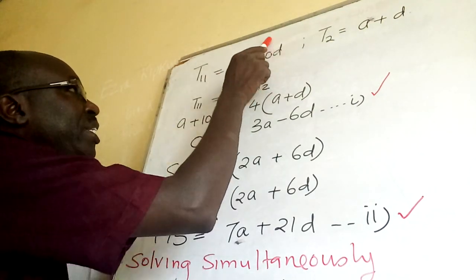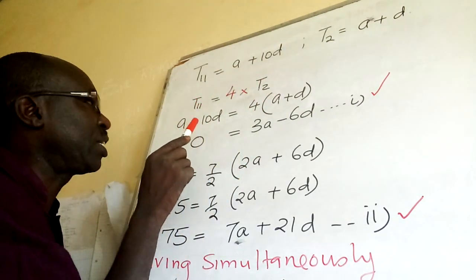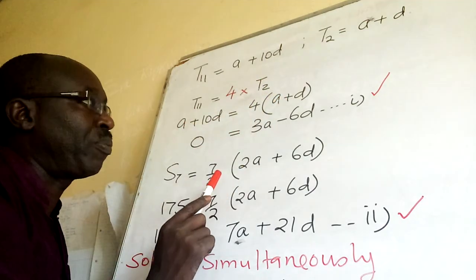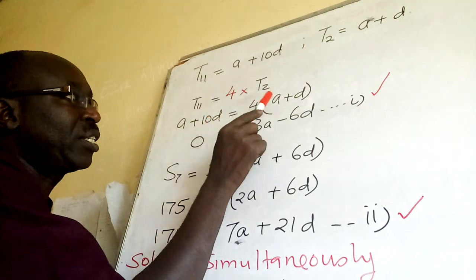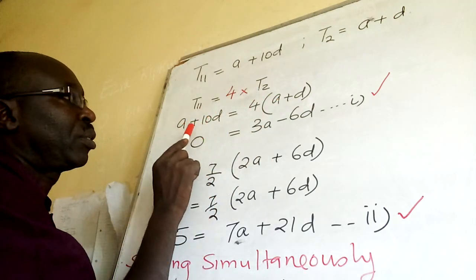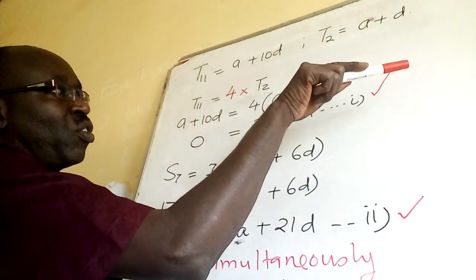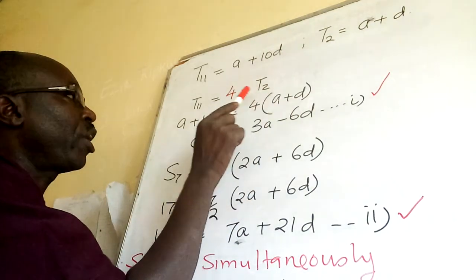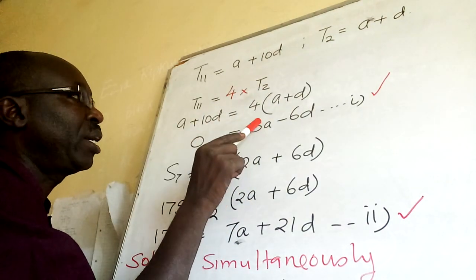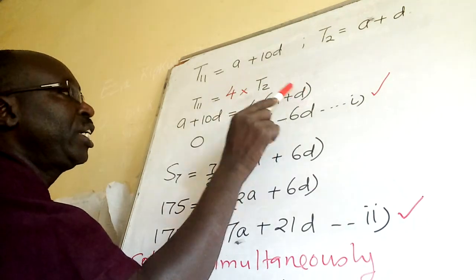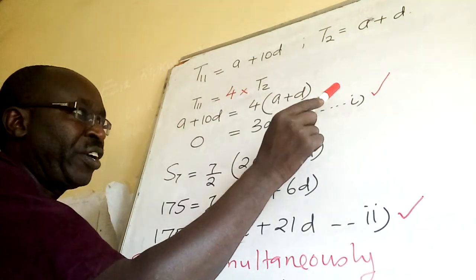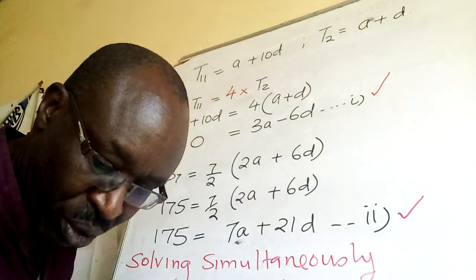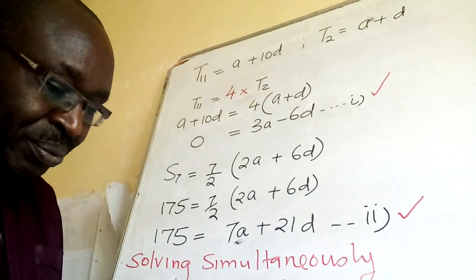So I take my 11th term, I place it there and substitute also second term. When you open bracket, you get this side, everything goes to the right hand side. I remain with 0. So 4a take away a is 3a, and then 4d take away 10d is that. Very important equation. Then we move to the another weight.